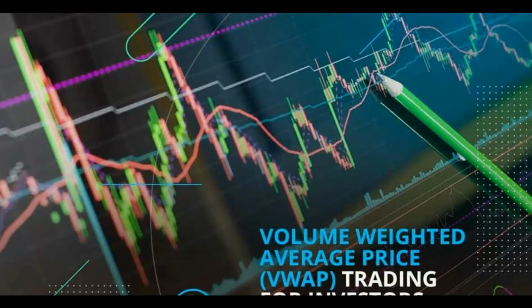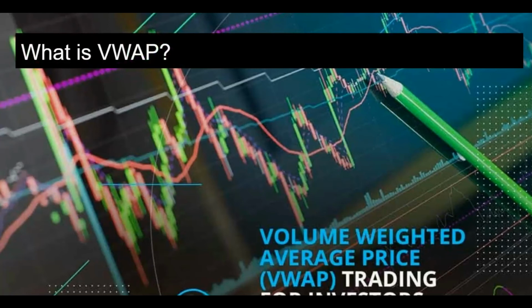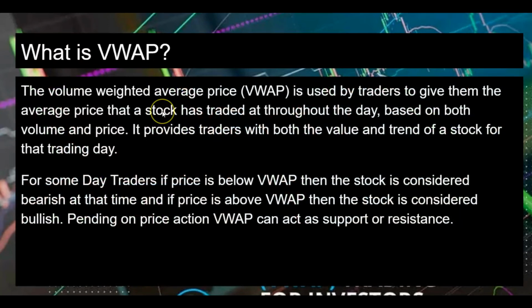All right, good. Now, VWAP. This is something else that day traders use. What is VWAP? This is a very simple, good question. So let's see what the definition is. It says VWAP stands for volume weighted average price. The volume weighted average price is used by traders to give them the average price that a stock has traded at throughout the day based on both volume and price. It provides traders with both the value and trend of a stock for that trading day.